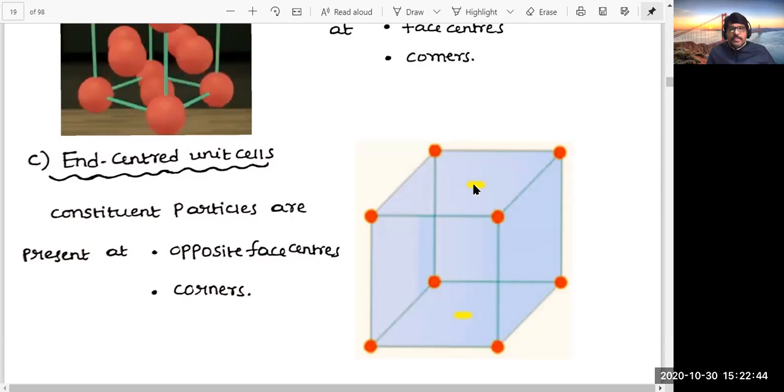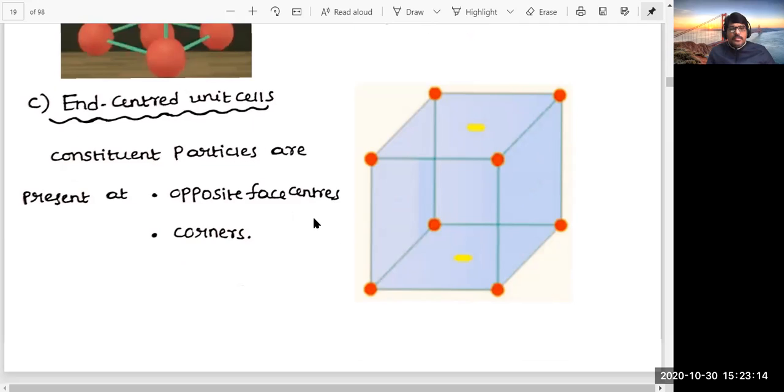See this top face: at the top face center, there is a particle, and on the opposite bottom face also. And here there is no particle. You can see the right face, no particle. Left face, no particle. Back face, no particle. Front face, no particle. Alternate face centers. So this top face and this bottom face are alternate or opposite. That means two face centers are occupied in this diagram according to the definition.